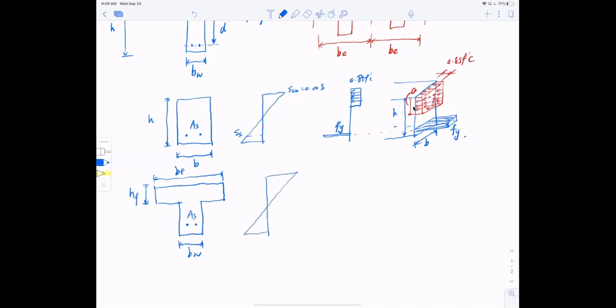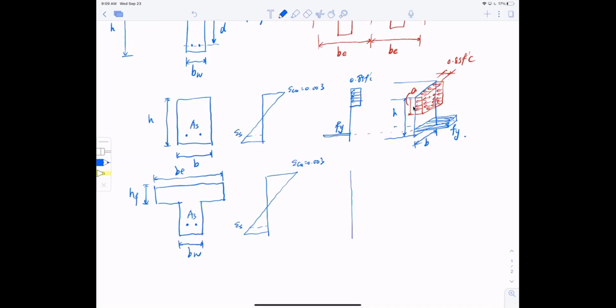Same as before. Now this is epsilon CU 0.003. This is epsilon S, which in this case should be bigger than epsilon Y, which is yield strain. And now the Whitney stress block.